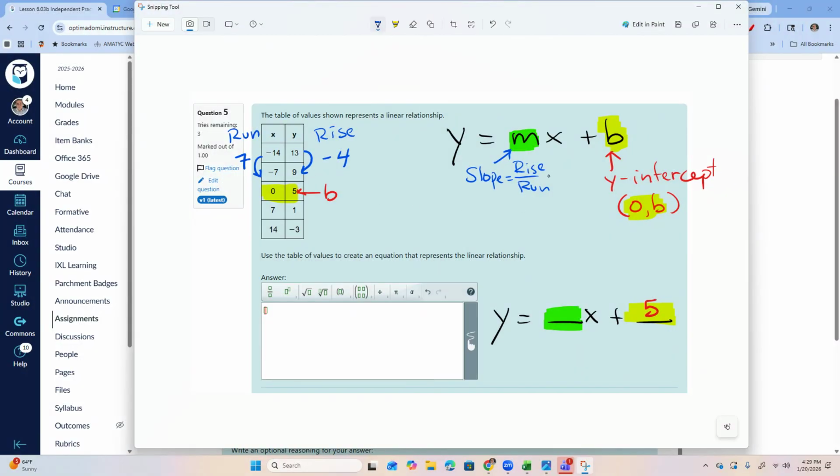So what will be my rise? Negative 4. What will be my run? 7. So what is my slope? Negative 4 over 7. And this is your final answer. That's what we're doing in this lesson. I hope this helps.